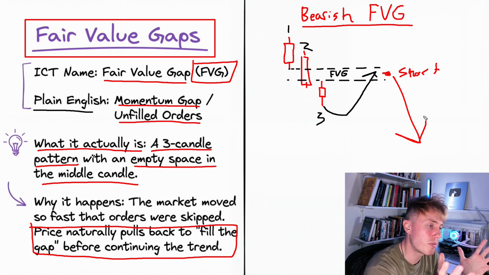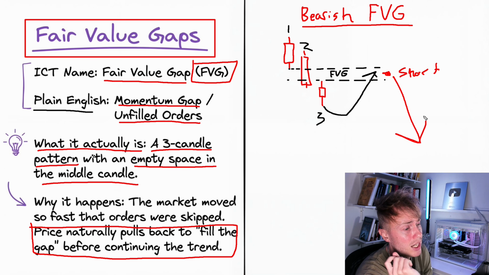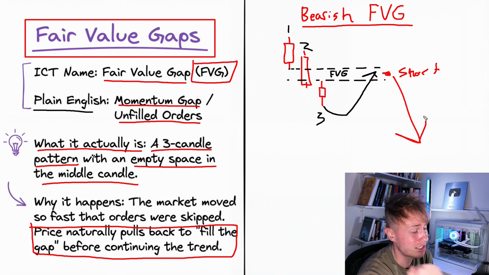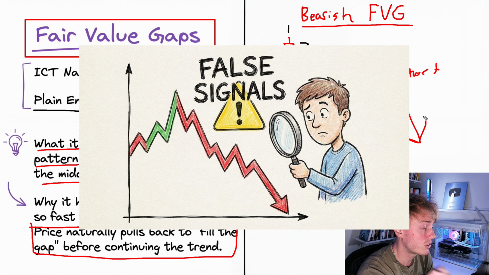But there are many problems with fair value gaps. I'm not saying that they are completely useless, and the reason I have this even in the course is because I think you guys should learn them. But a big problem with fair value gaps is that many traders really overestimate them, and they are actually a signal that happens all the time in the market. You have many false signals.